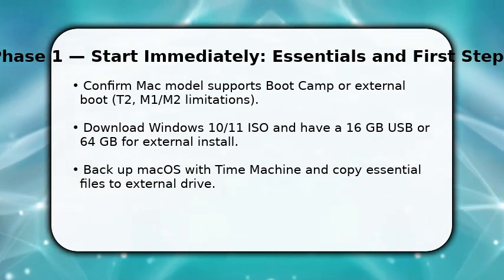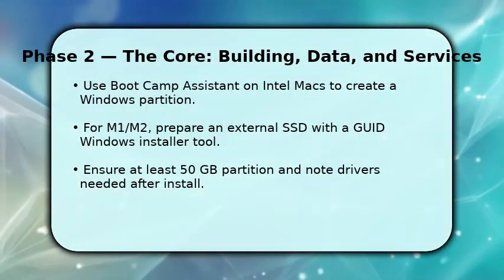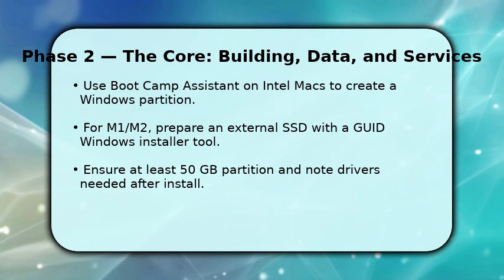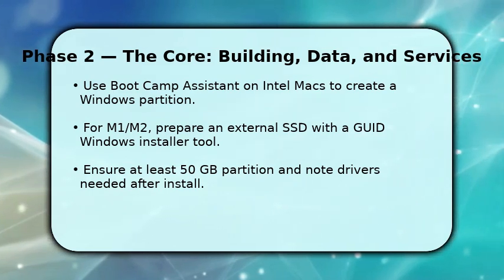You'll now build the installer and allocate space. On Intel Macs, run Boot Camp Assistant, select the ISO, and choose partition size. Aim for at least 50 GB.